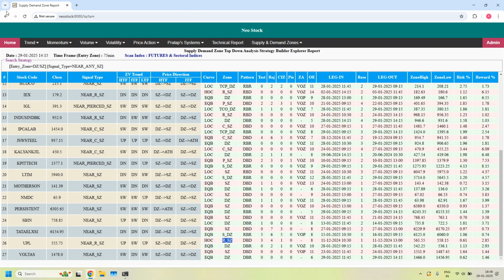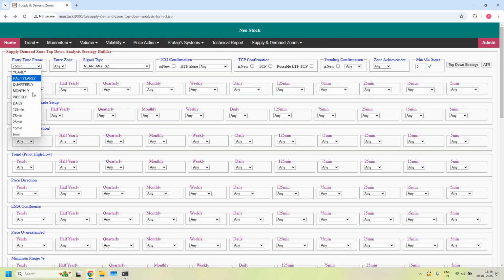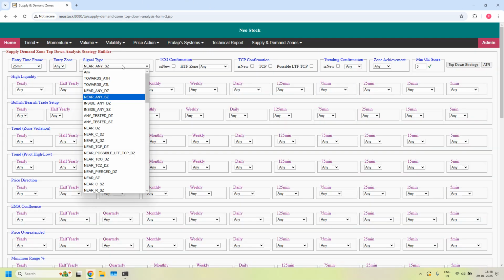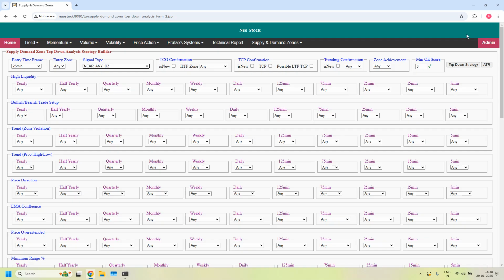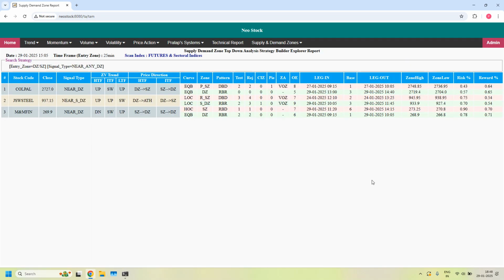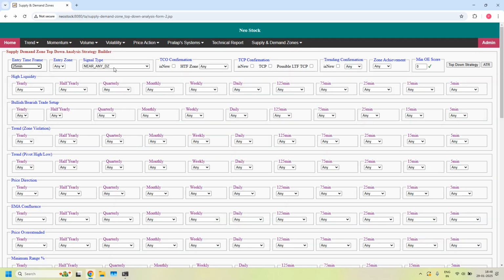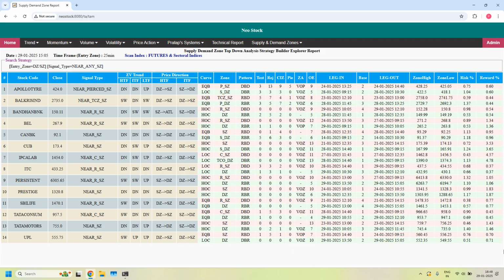Okay. Next time frame is 25 minutes. Stocks near 25 minutes demand zone. We got 3 stocks. Next, 25 minutes time frame, stocks near 25 minutes supply zone. We got 14 stocks.